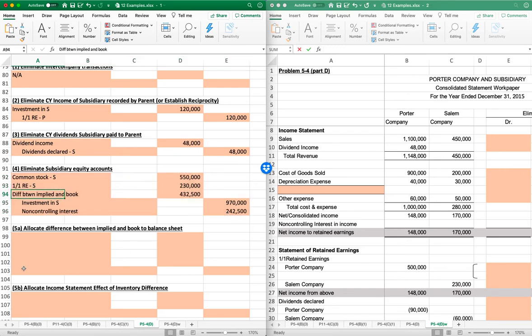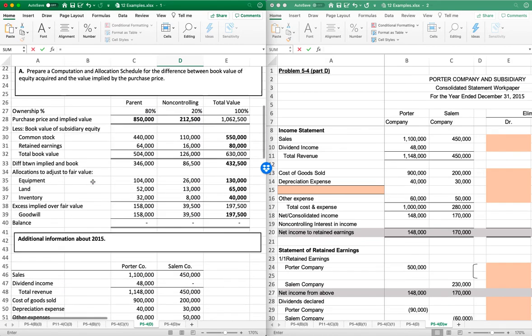Next, we're going to allocate our difference between implied and book. Because we are allocating this according to our computation and allocation of differences schedule, this is not only going to be the same whether we're using cost or equity, it's also going to be the same every year, because we are first doing whatever we did on the date of acquisition, and then we're going to update it afterwards. So our allocations here were equipment, land, inventory, and goodwill. So we needed to increase the value of equipment, land, and inventory and establish our goodwill.